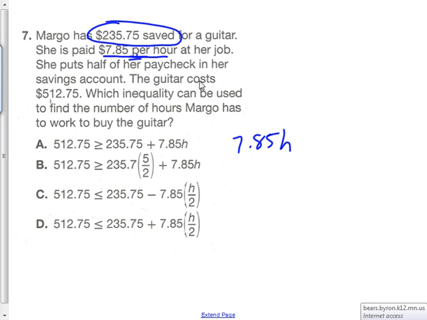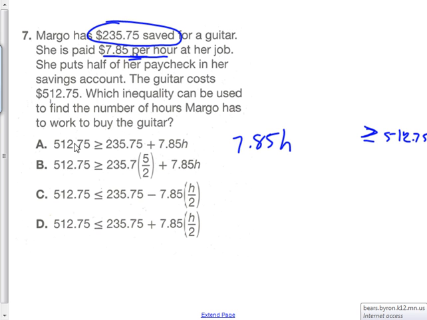The guitar costs $512.75. So which inequality can be used to find the number of hours Margot has to work to buy the guitar? All right, so we need to earn at least $512.75. So it is okay to earn more than that. So I'm going to say greater than or equal to $512.75. You don't want it to be less than. The reason I'm saying greater than or equal to is because I have to earn at least $512.75. I can't earn less than. It is okay to earn exactly that much, and it's okay to earn more than that much.